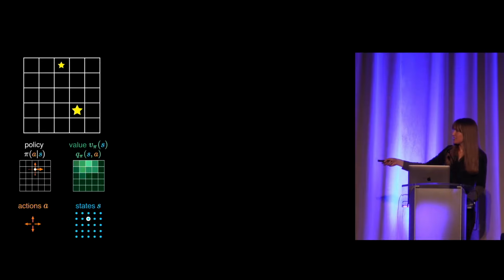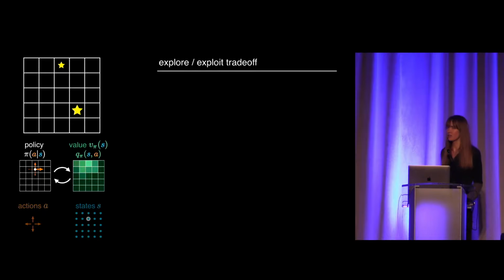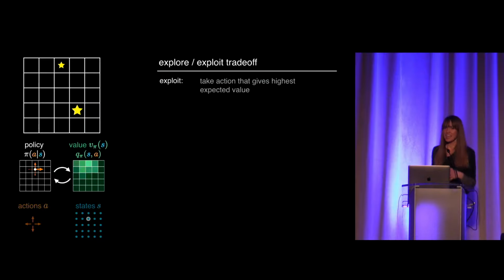So what I'd like us to think about now is the relationship between these two different quantities, the relationship between the policy and the value. And as soon as we start introducing places in the environment that might be better or worse than other places, then we start to face what's called the explore-exploit trade-off. So exploiting would mean taking actions that we think are good based on our current estimate of the environment.